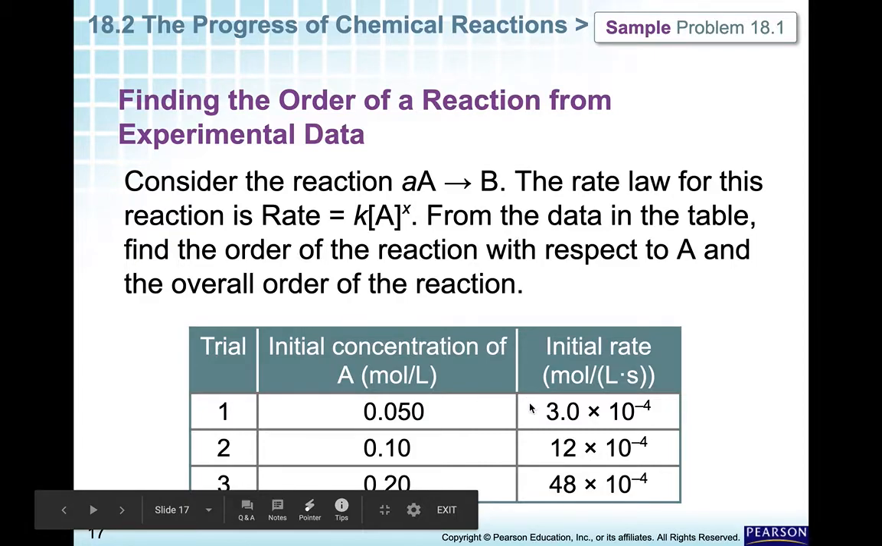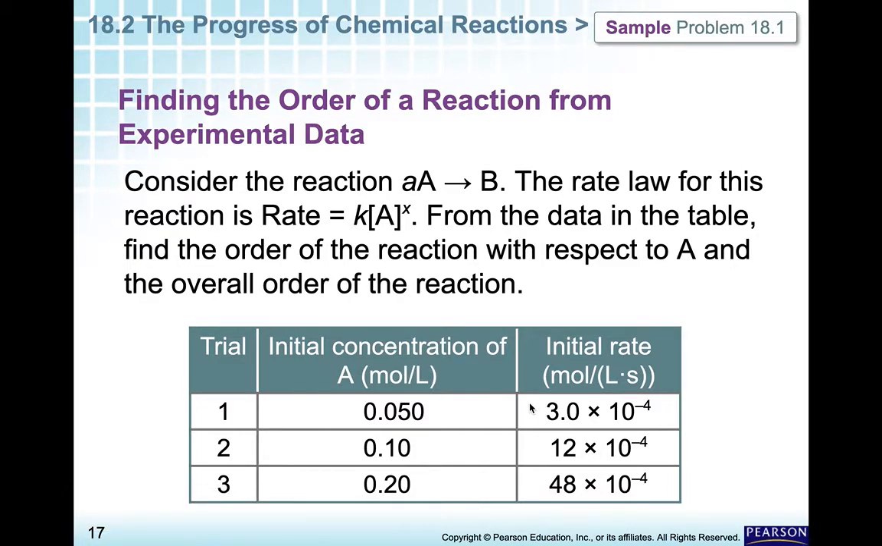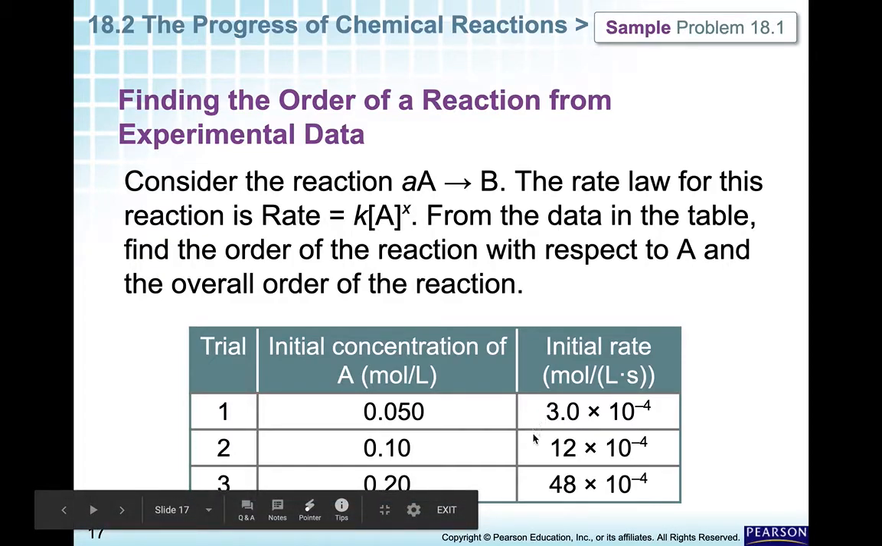Now what did my rate do? My rate increased by a factor of 4. If you need to check that on your calculator, you can take this number in trial 2 divided by this number from trial 1 to find out what factor the rate increased by. We could have done the same thing here. Trial 2 divided by trial 1 would tell us that the initial concentration increased by a factor of 2. It doubled, while the initial rate increased by a factor of 4.